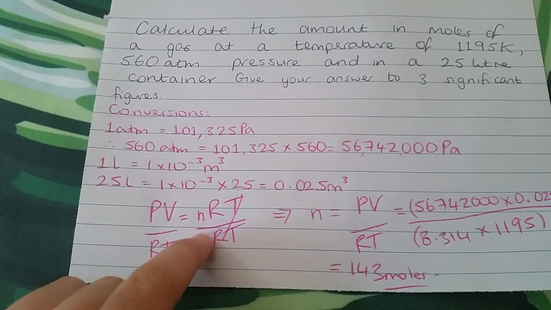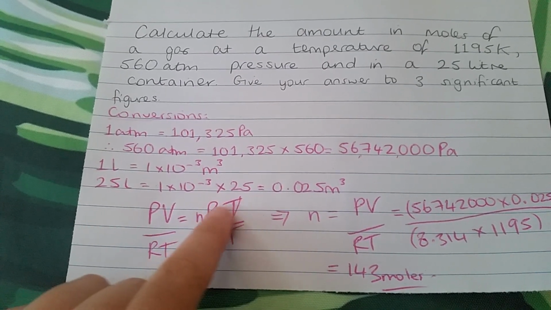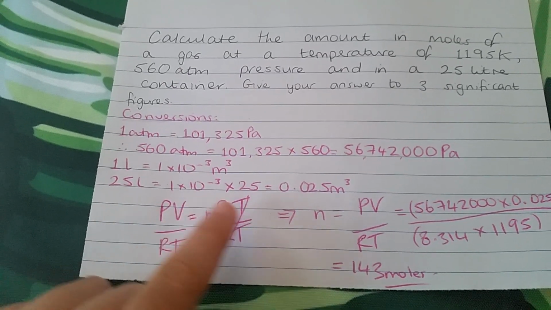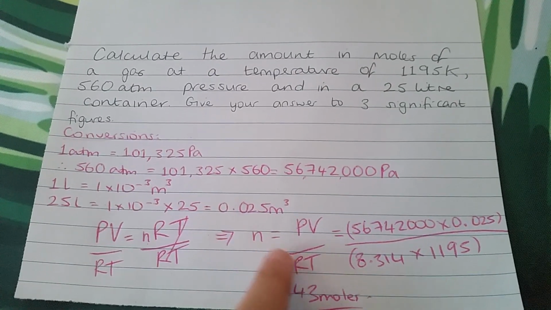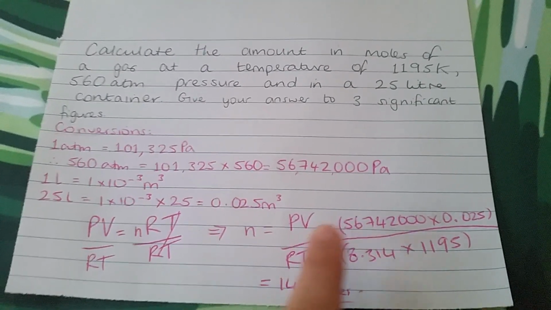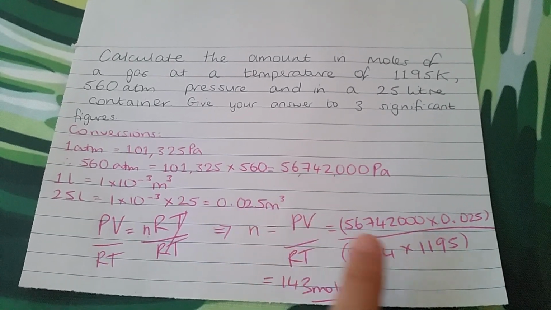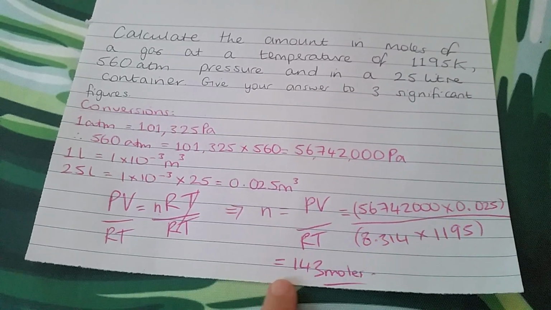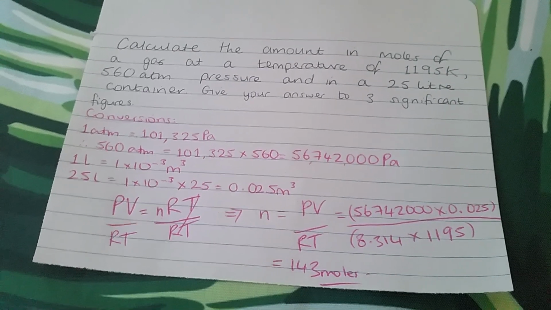Then we rearrange in terms of n, which is moles. To isolate n, we need to divide by RT, because you can see it's times by it. So to cancel it out, we need to divide. Whatever we do to this side, we do to this side as well. So we end up with n equals PV over RT. Plug our numbers into the equation. That's the gas constant. There's our temperature. And we end up with, to 3 significant figures, 143 moles.